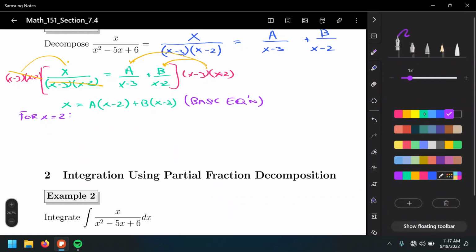So 2 equals a times 2 minus 2 plus b times 2 minus 3. We'll write those 2's. So what's going to happen here? This one goes to 0, and we're going to be able to find the value of b. So this is going to be 2 equals b times 2 minus 3. Isn't that going to be a negative b? And that means b equals negative 2. So that's the first calculation.